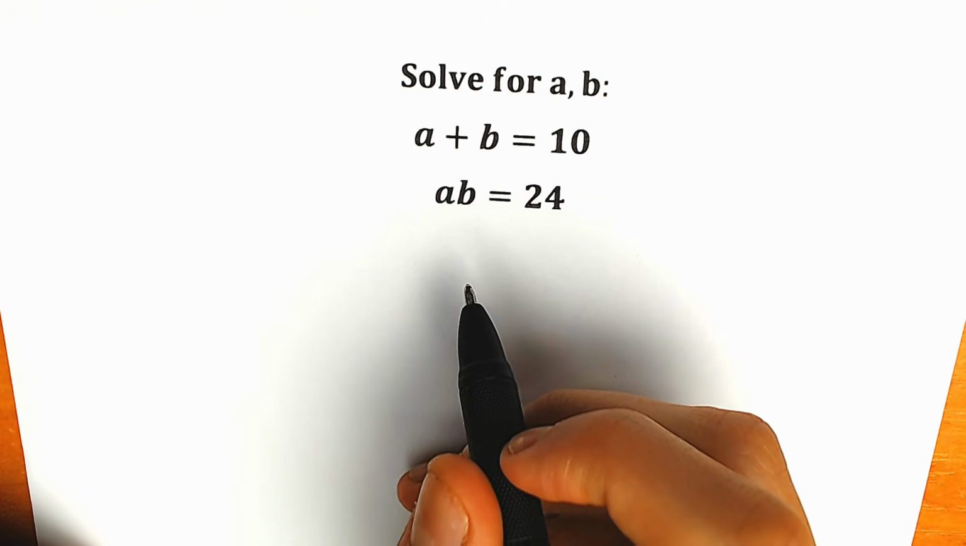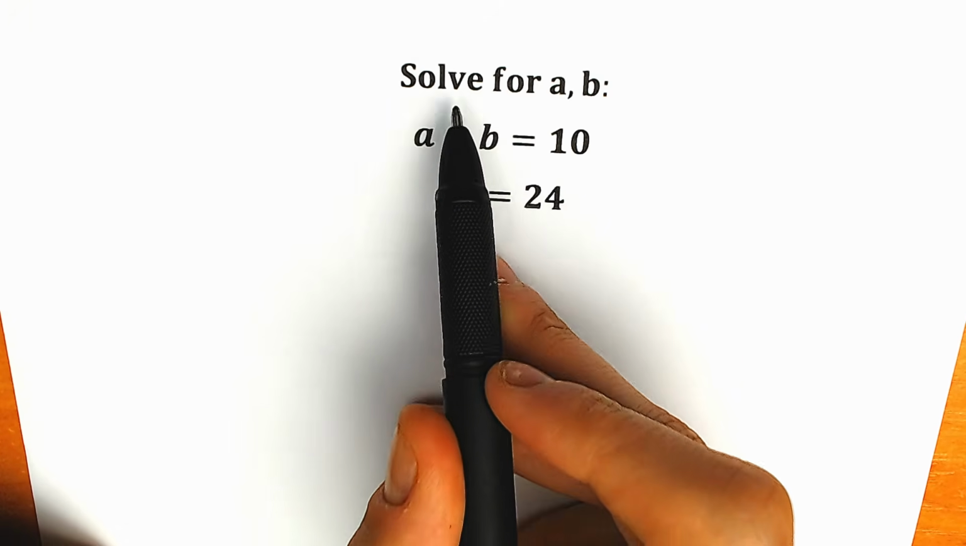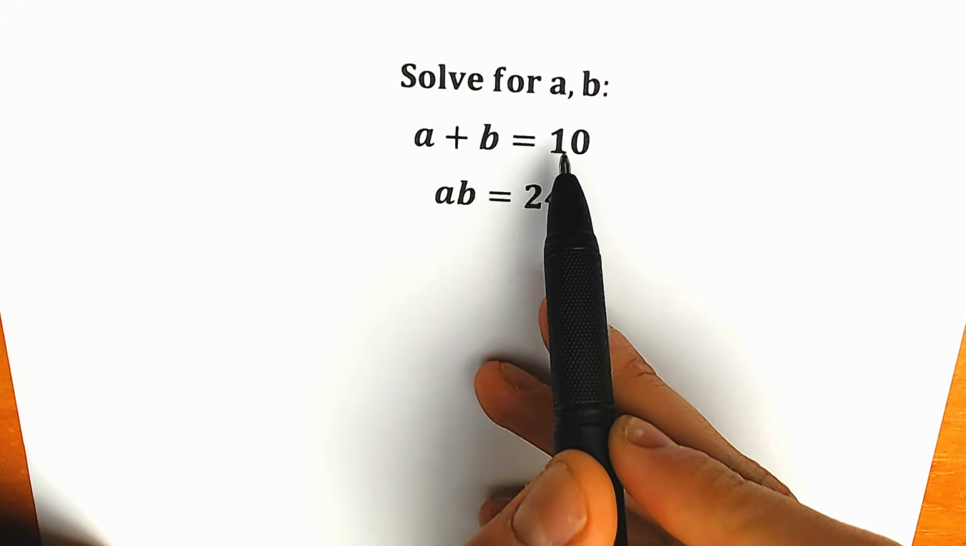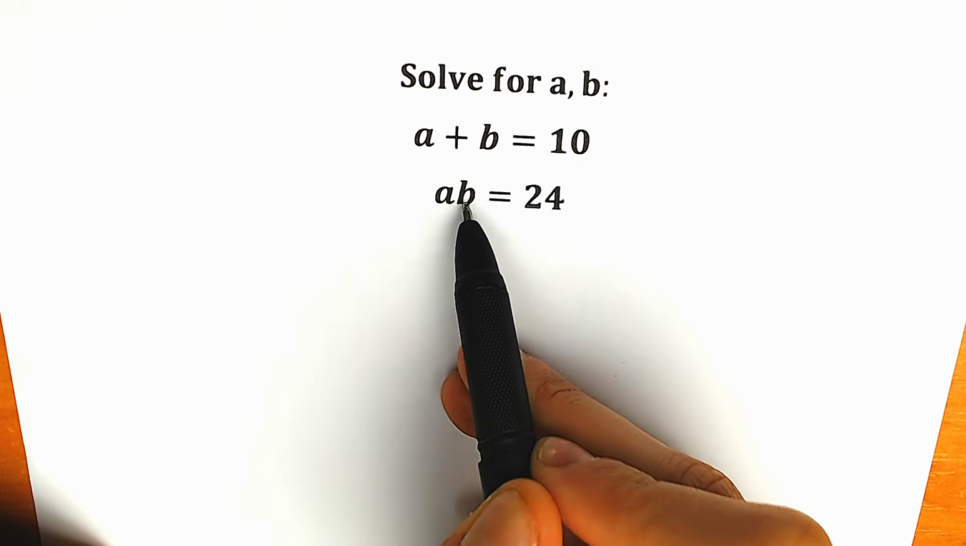Today let's solve this really interesting algebra question. We need to solve this question for a and b. So we know that the sum a plus b equals 10 and the product a times b equals 24.